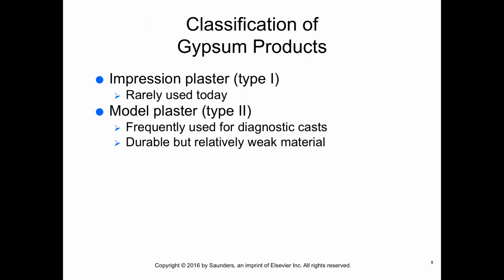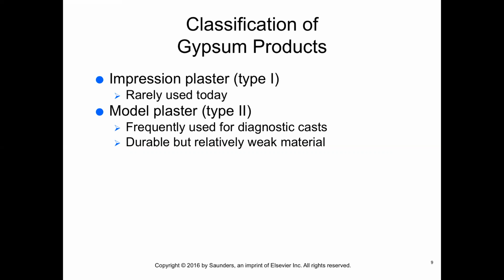The desired physical properties and the behavior necessary for a particular use determine the criteria for selection of the gypsum product. They are classified into 5 different categories: impression and model plaster, dental stone, high strength, low expansion, and high strength, high expansion stone. Impression plaster is rarely used anymore.